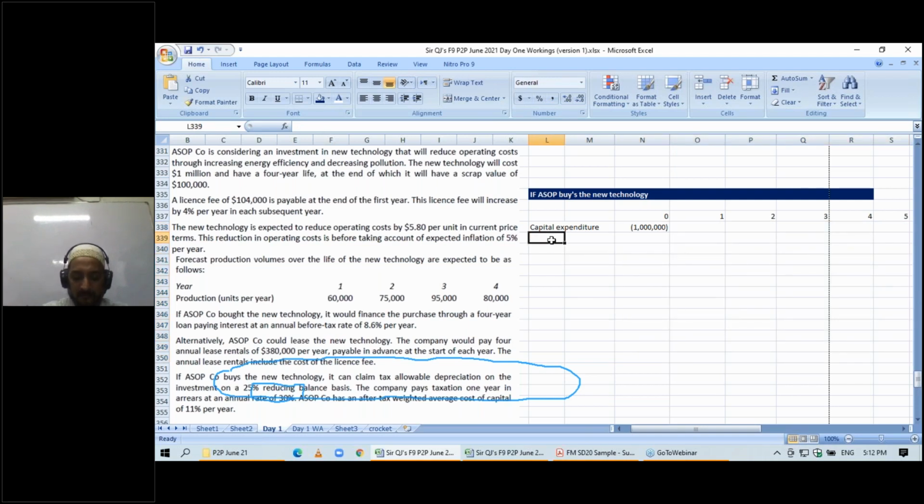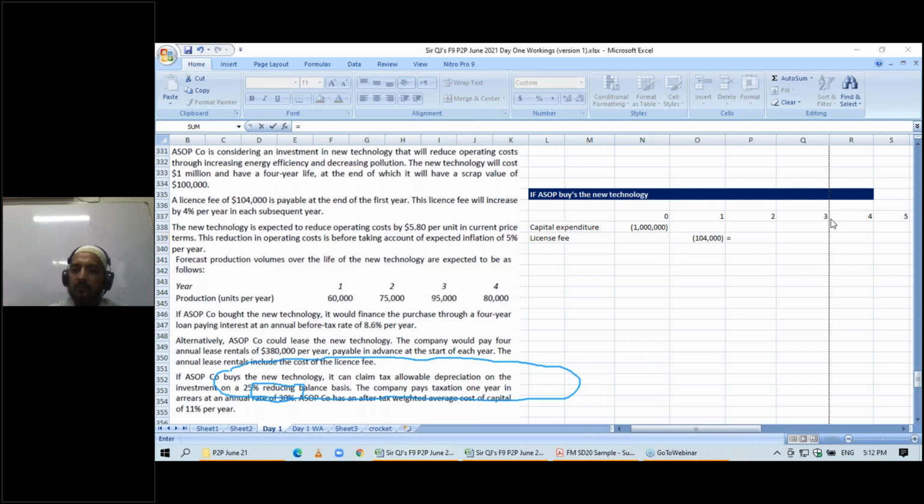Then ASOP will have to pay the license fee, and for the license fee in year 1, they say that the license fee of 104,000 is payable by the end of year 1. So I'm taking it at year 1. Year 1 means 12th month. And then the license fee will increase by 4% as per the question.